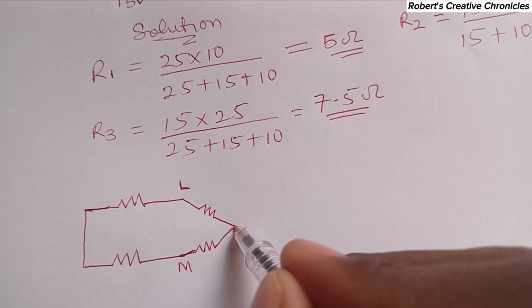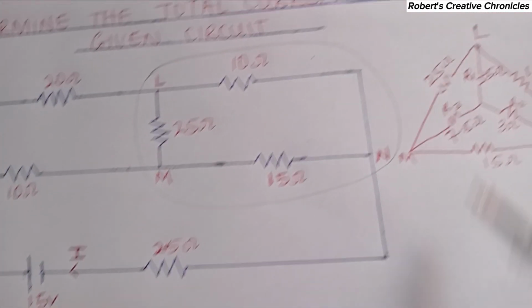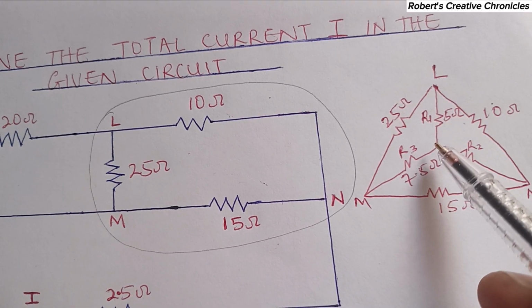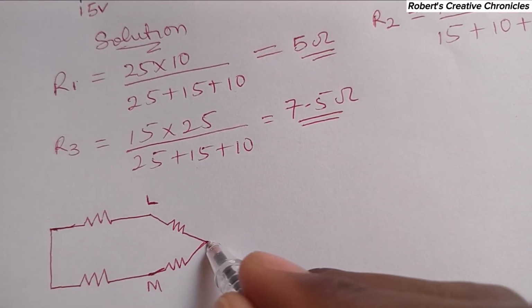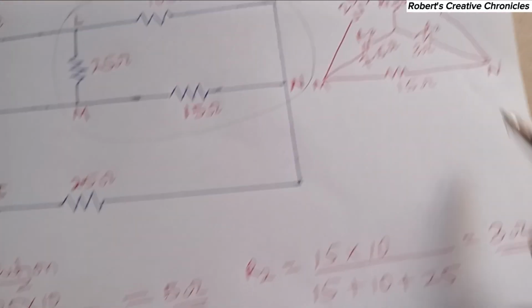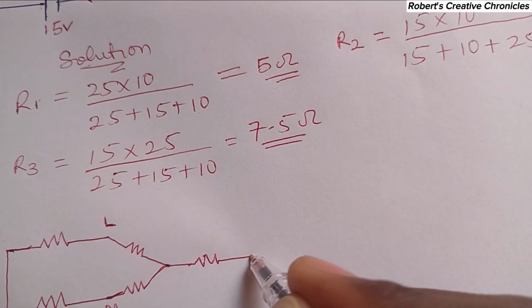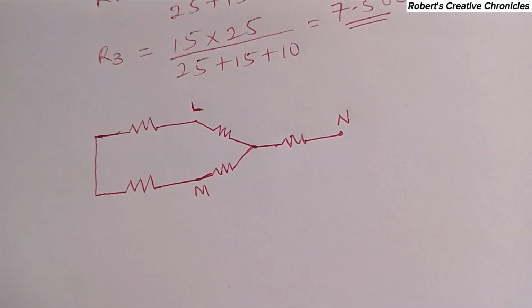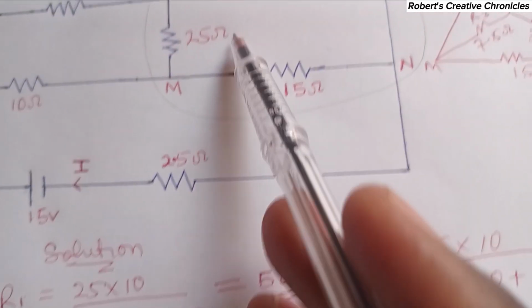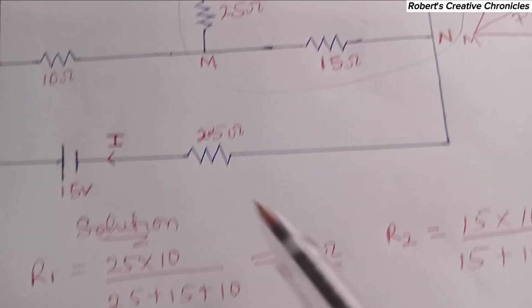Then here, this point. Then N is connected to N, but there's a resistance connected to N. Here will be N. No, this is L, M, and N, because initially L and M were connected. L was 20 ohm, and M was to where? 10.